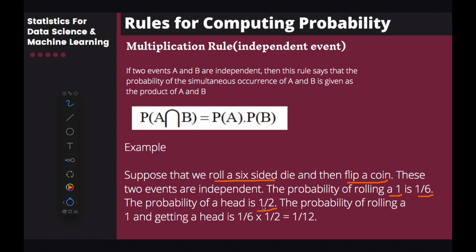So for you to get a head, it's 1 out of 2, and for you to get a 1 on the die, it's 1 out of 6. So if the question is asking you the probability of rolling a 1 and getting a head, then it's just going to be 1 over 6 multiplied by 1 over 2. Then you get your answer. It's just similar to what we did earlier on. Now that is an independent event.